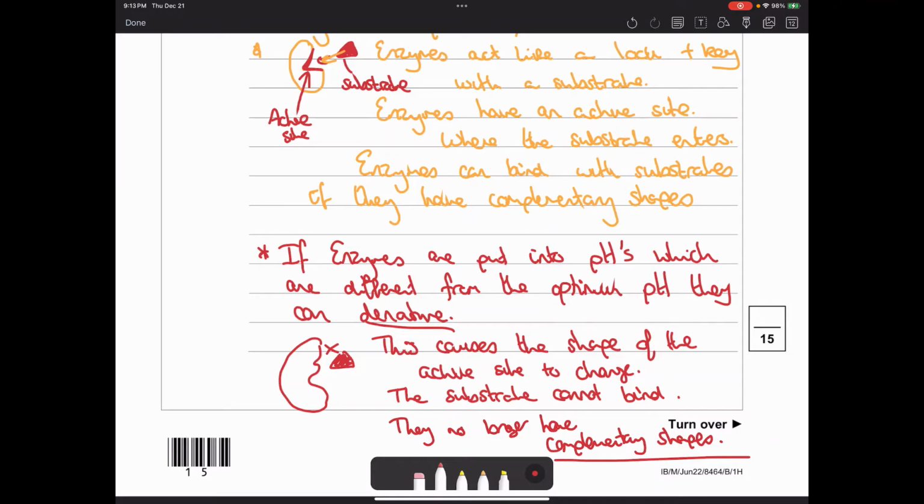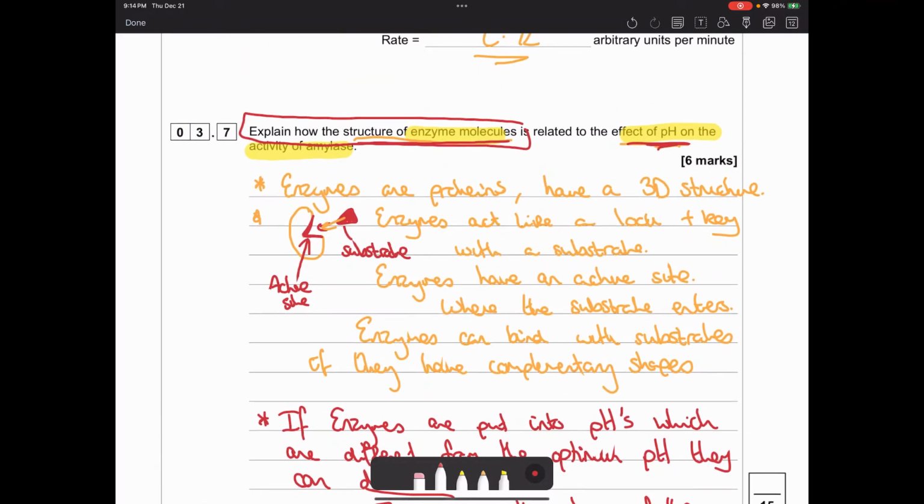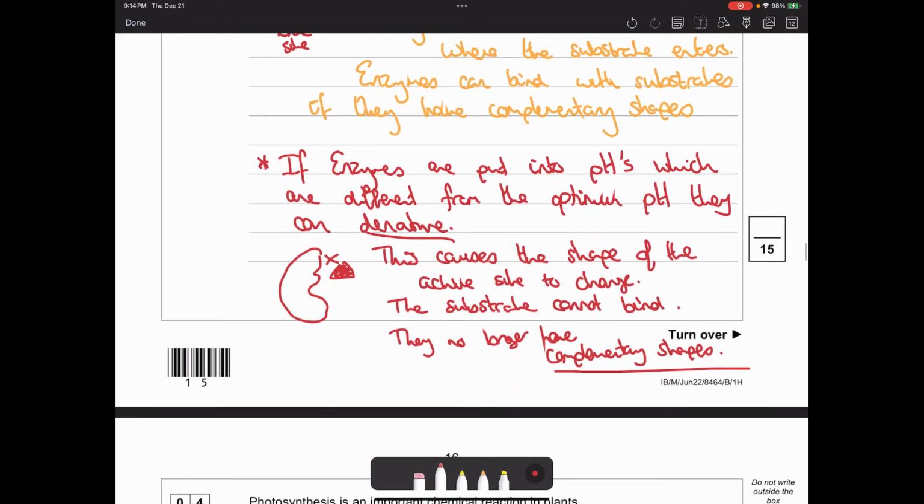So if they no longer have complementary shapes, what is then going to happen to the activity of the amylase enzyme? Well, if they can't bind, it's going to decrease the rate. This decreases the rate of amylase or enzyme activity.